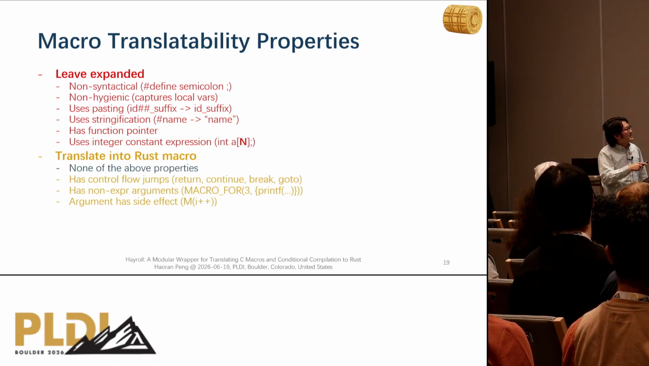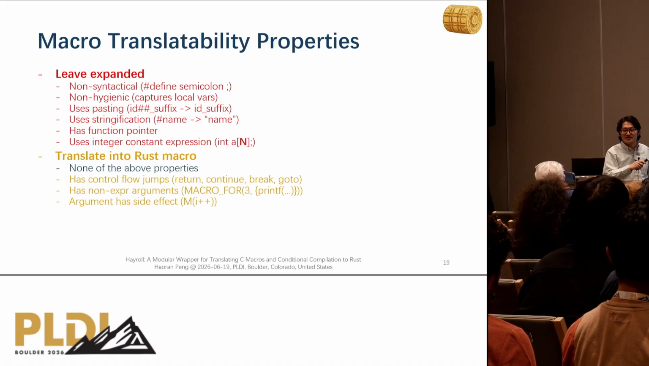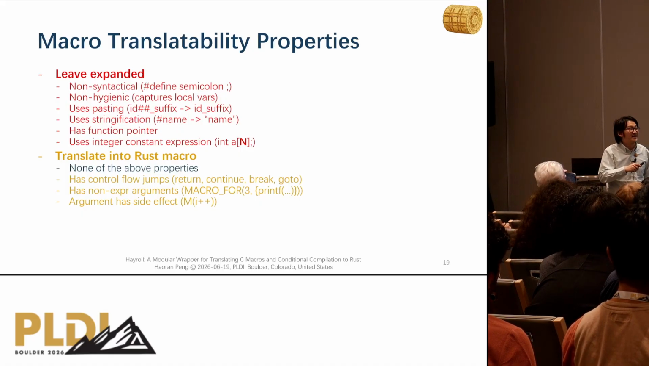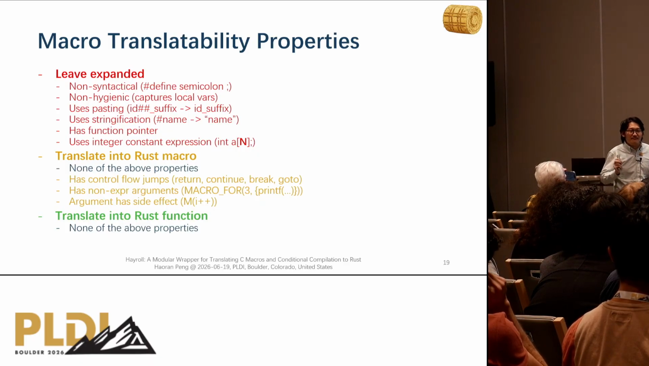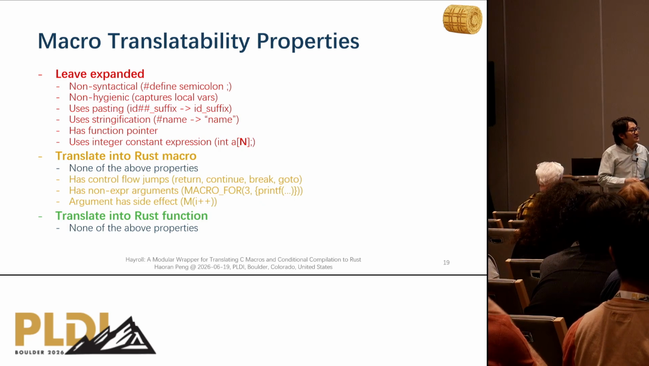And a category that has slightly better properties, but also steps onto one of these properties, can be translated into Rust macros, but not Rust functions yet. The ones with the best properties, essentially function-like macros, can be translated into Rust functions.